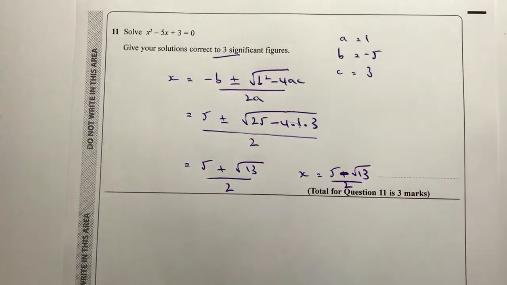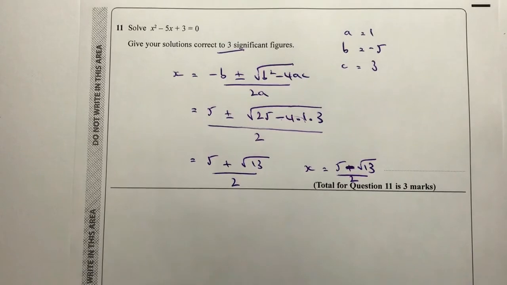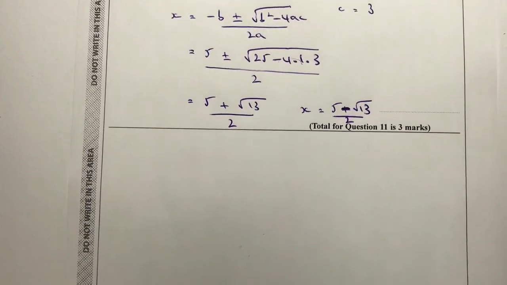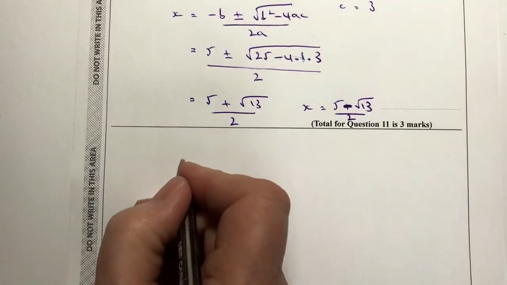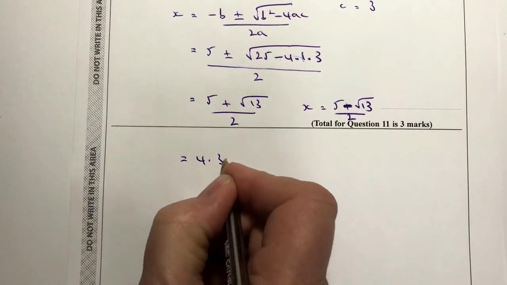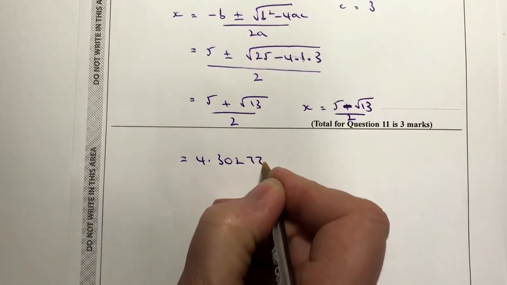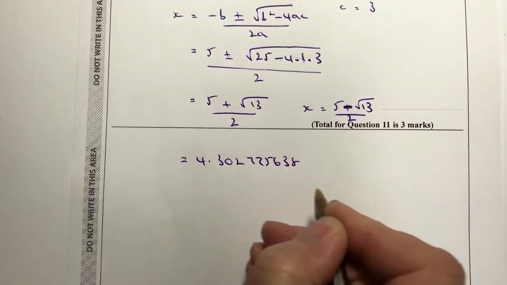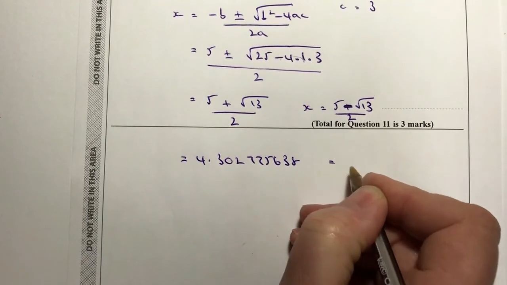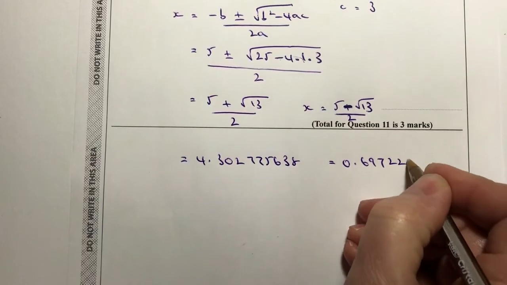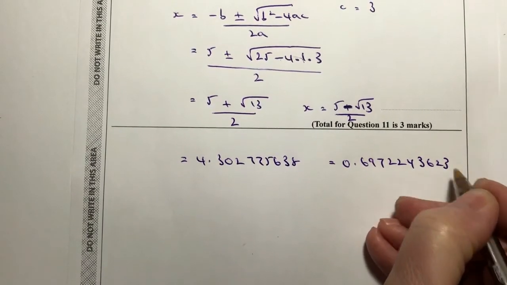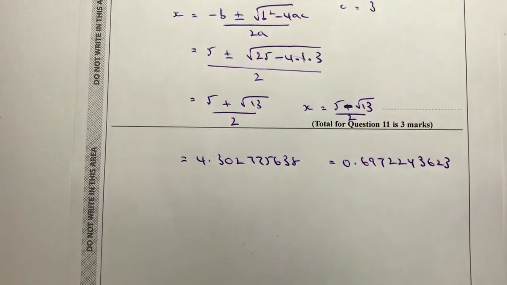Now, unfortunately, they've not given us a whole lot of room on this particular bit, but I'm going to kind of carry on past the line there. So when I plug this into a calculator, I get 4.302775638, and then I also get 0.6972243623. Okay, now you don't kind of have to write all this out. I don't think, for completeness and the sake of the video, it's always a good way to do it.